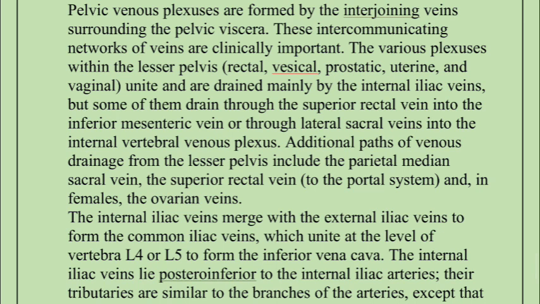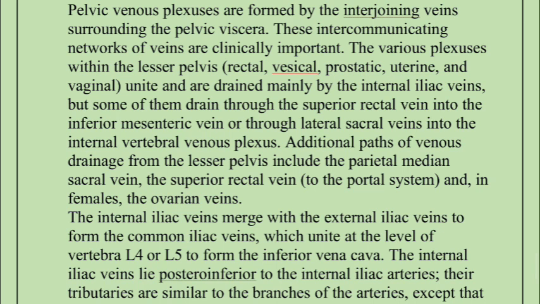In addition, the venous drainage from the lesser pelvis also includes the median sacral vein, the superior rectal vein, which goes to the portal system, and then in females, very importantly, you have the ovarian veins. We must not forget that the internal iliac veins merge with the external iliac veins to form the common iliac veins, which unite at the level of vertebra L4 or L5, that's the fourth lumbar vertebra or fifth lumbar vertebra, to form the inferior vena cava.